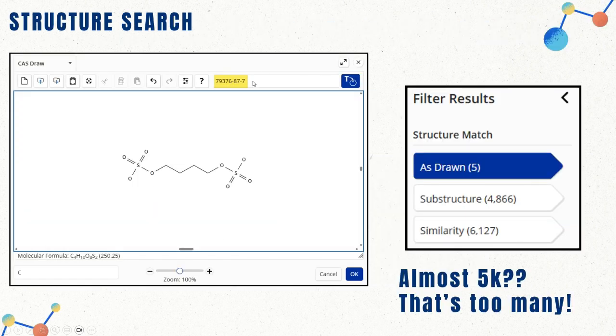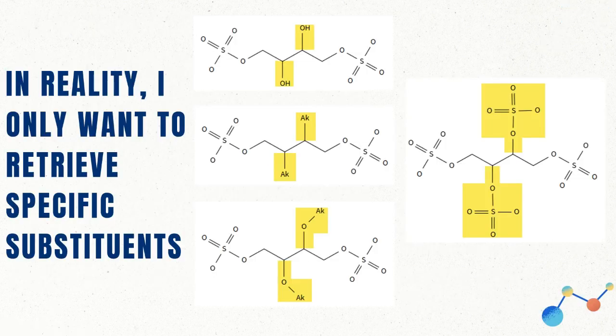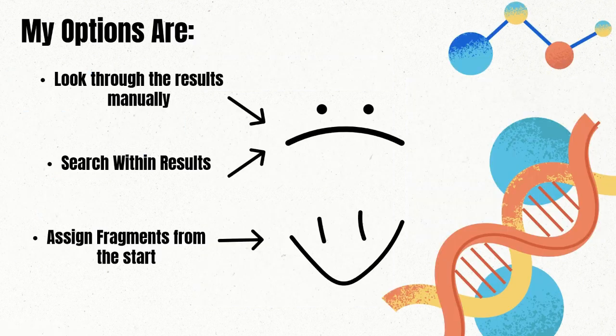I'm going to paste that RN into the structure editor in order to model it. And when I run that search, I see that there's almost 5,000 substructures, and that's too many for me to look through. When I think more about particular substructures that I want, in reality, I only want to retrieve specific substituents, the ones that I have highlighted here. So my options are that I could look through those almost 5,000 results manually.